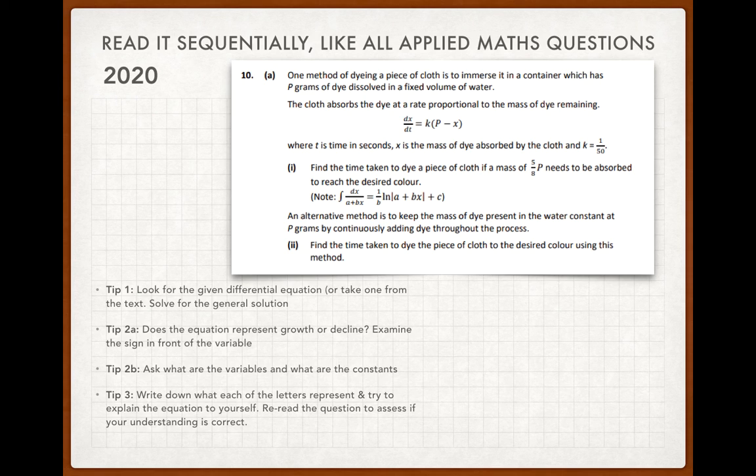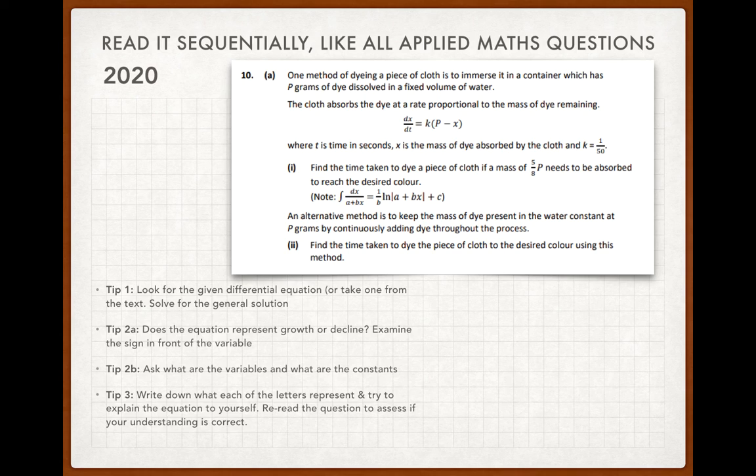So let's read through the question and we'll see, are we on the right track? One method of dyeing a piece of cloth is to immerse it in a container. Okay, so we've got a container and we're going to put the cloth into the container. The container has p grams of dye in water. So we start off with the container with water with the dye in it. We put the cloth into it. Okay, then it says the cloth absorbs the dye. So everything I said previously is correct.